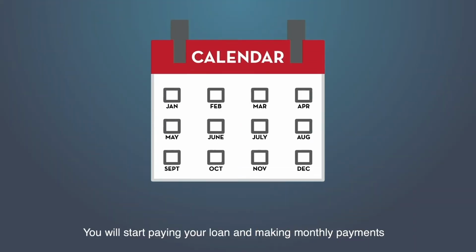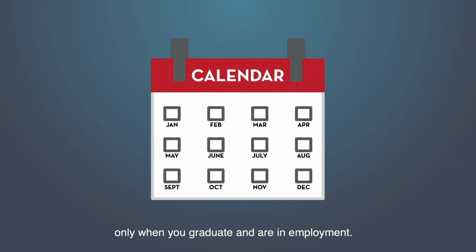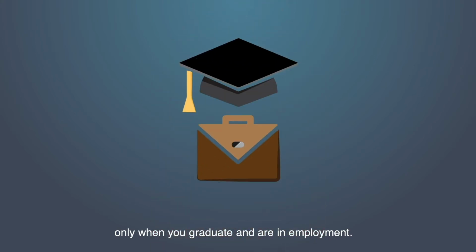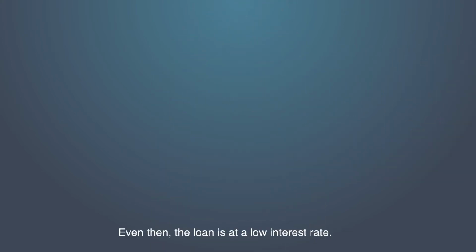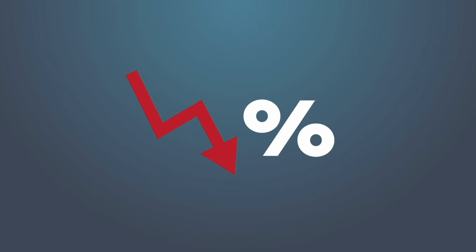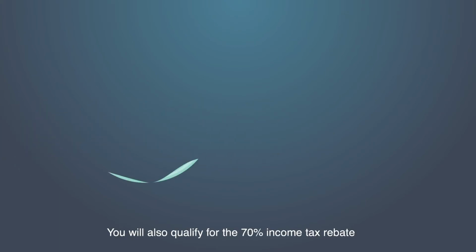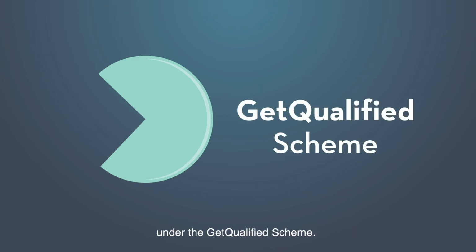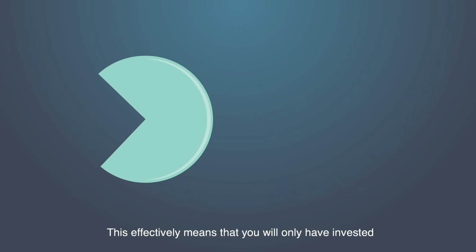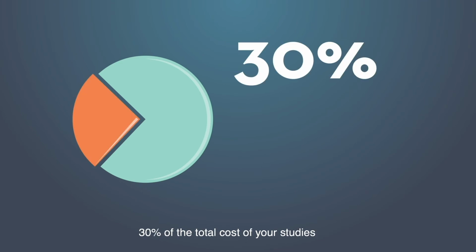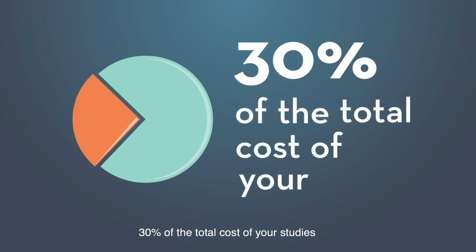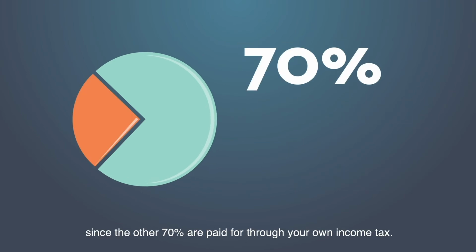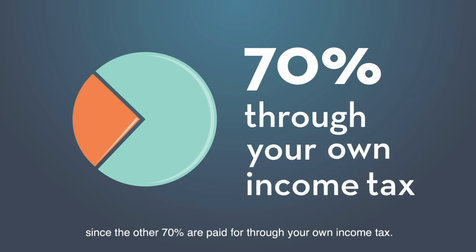You'll start paying your loan and making monthly payments only when you graduate and are in employment. Even then, the loan is at a low interest rate. You will also qualify for the 70% income tax rebate under the Get Qualified scheme. This effectively means that you will only have invested 30% of the total cost of your studies, since the other 70% are paid for through your own income tax.